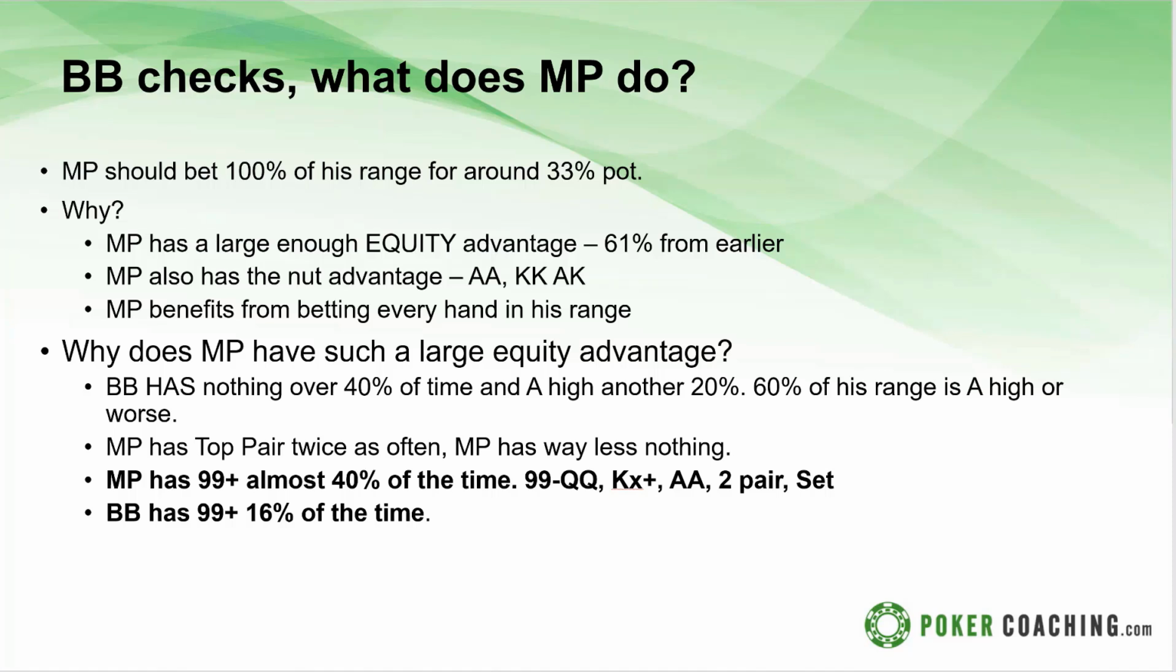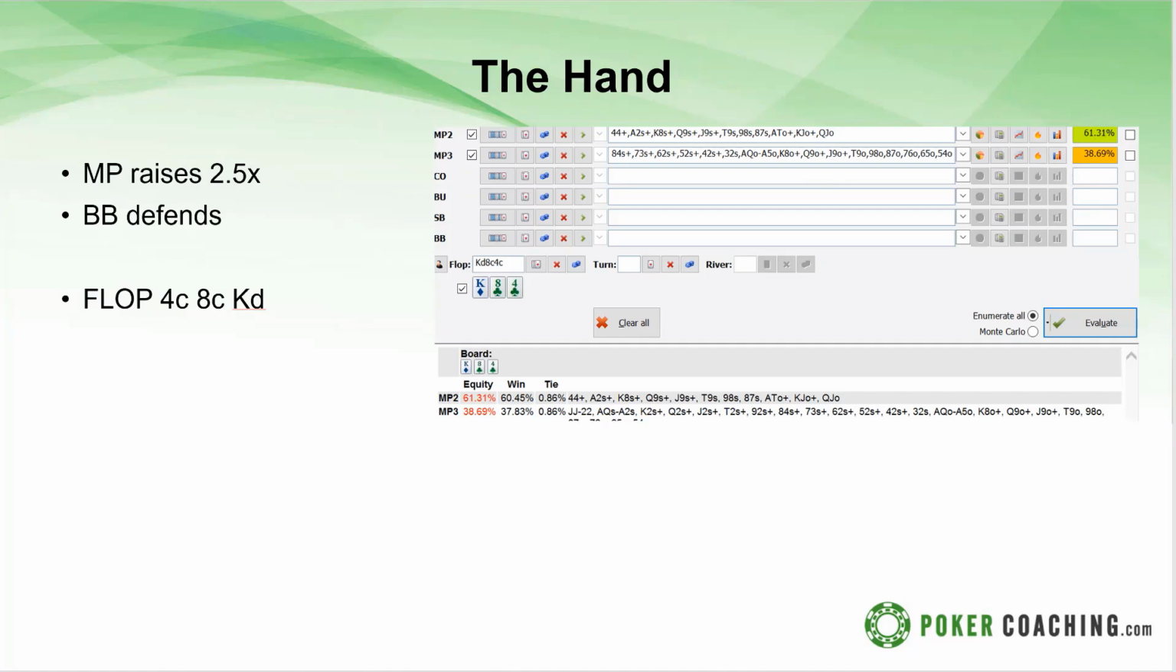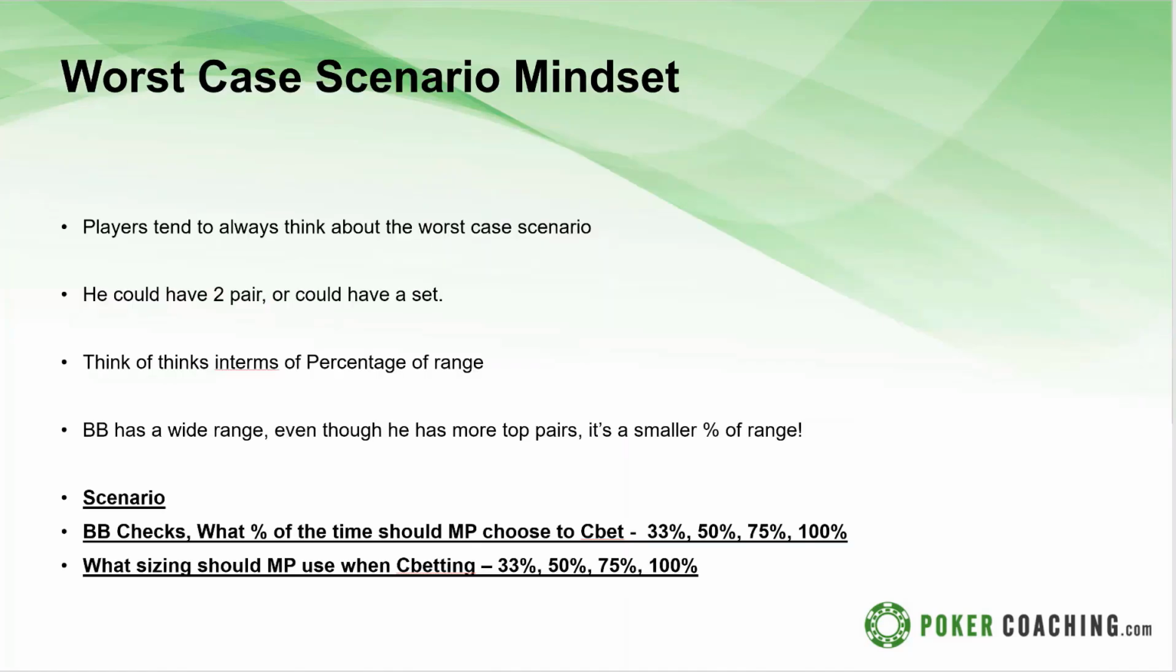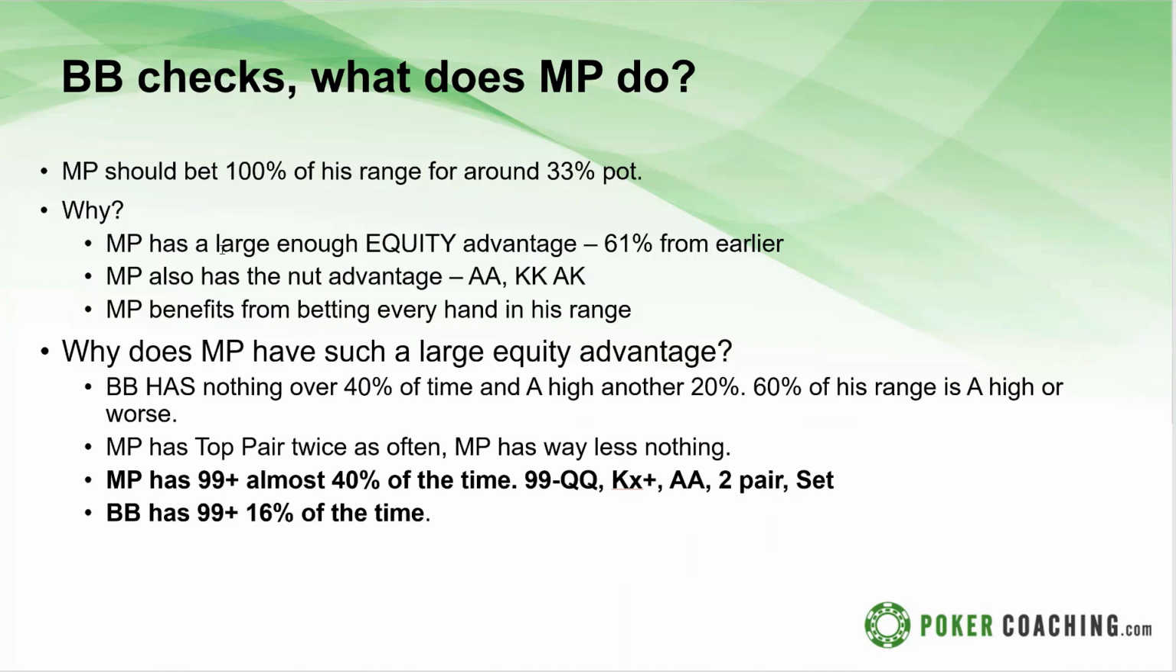Remember we ran that earlier? Here, 61%. MP has a large equity advantage, 61%. MP also has the nut advantage. Not incredibly relevant on this board, but middle position has aces, kings, and ace-king, and all the sets. Big blind doesn't have the top of his range there. Basically, middle position benefits from betting every hand in his range.